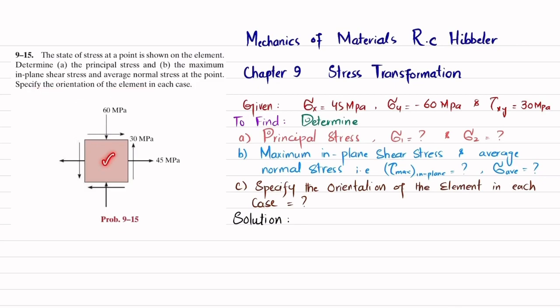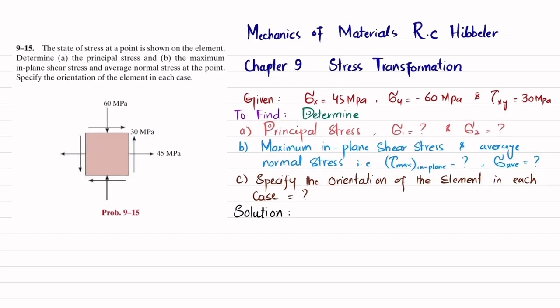So you can see this is the state of stress. Sigma x is given as 45 megapascal. Sigma y, which is compressive, that is minus 60 megapascal, and tau of xy is 30 megapascal. So all the data are mentioned. You have to find the principal stresses, which are sigma 1 and sigma 2. Principal stresses are the maximum stresses, then the maximum in-plane shear stress and average normal stress, and you have to specify the orientation of each element. So let's start with the solution.